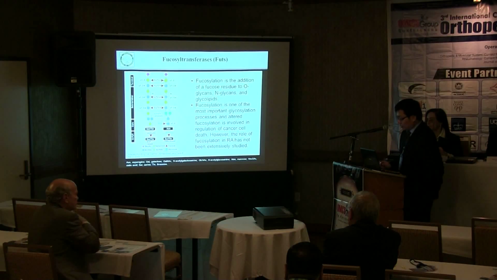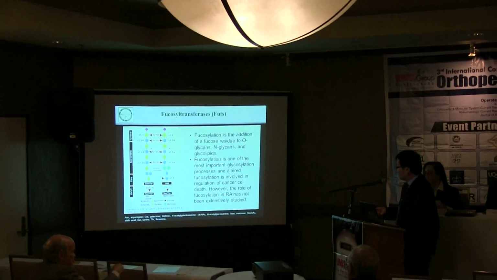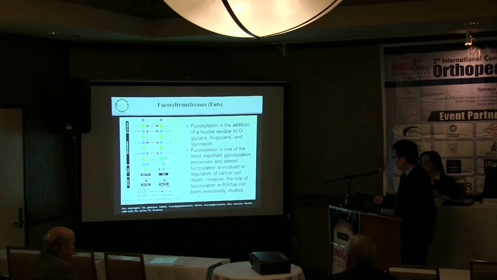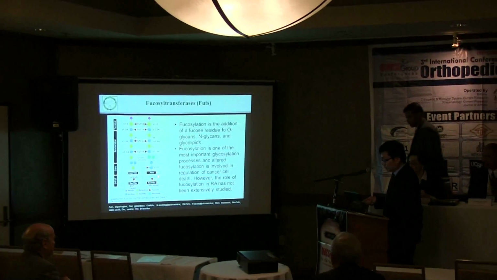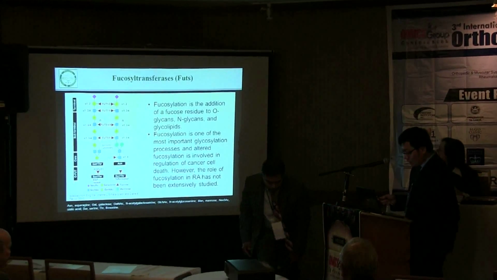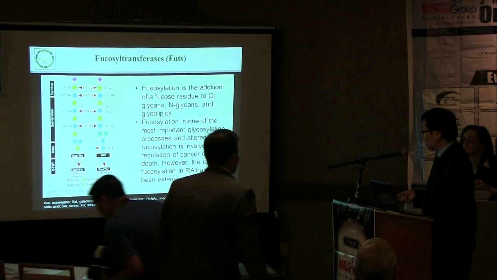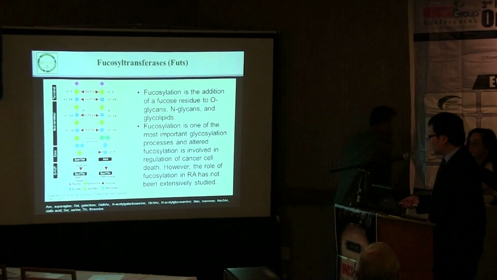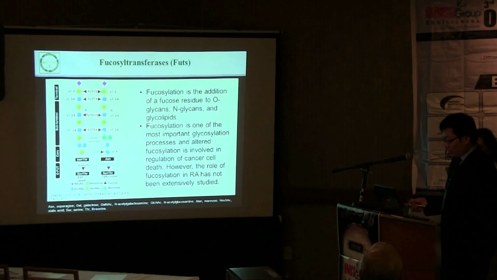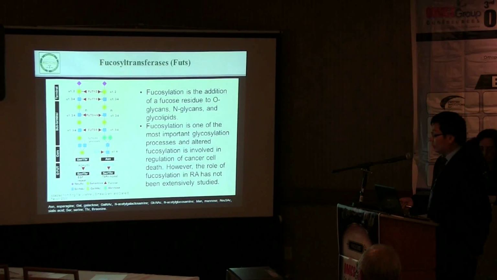So what's fucosylation? Fucosylation is the addition of fucose residue to either O-glycan or N-glycan, or directly linked to the serine or threonine of the peptide. So fucosylation is one of the most important glycosylation processes, and aberrant fucosylation is involved in regulation of cancer cell death. However, the role of fucosylation in RA had not been studied.